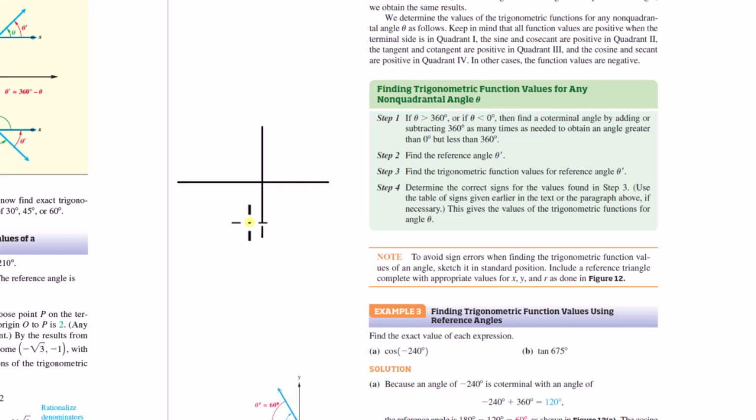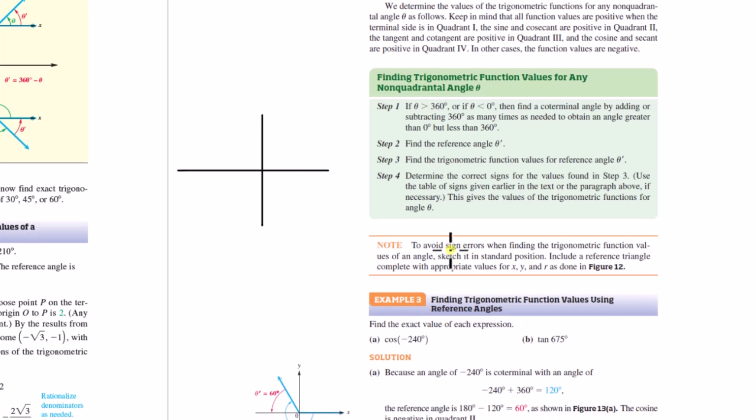But again, if you think about it, if the reference angle isn't 30, 45, or 60, there's nothing we can do. We haven't talked about how to find trig function values of anything other than 30, 60, or 45 degree angles up to this point, or for other angles that have those as reference angles. So we're going to talk about this in more detail in the next section.